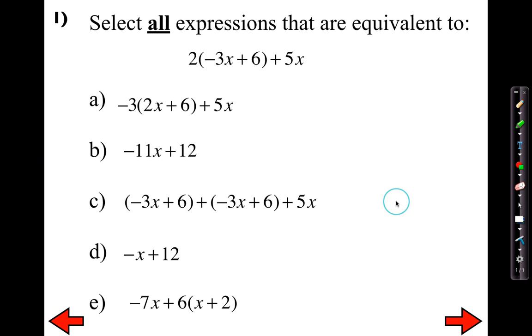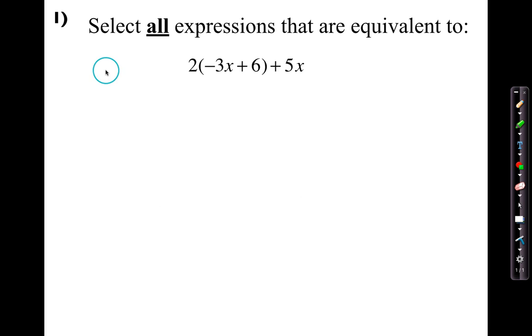So for number 1 here, it says select all expressions that are equivalent to 2 times the quantity negative 3x plus 6 plus 5x. So the first thing you're going to want to do is simplify the entire expression to see if it's equivalent to the other expressions. And you're going to want to repeat the same thing. If it's not already simplified, simplify it first to see if they are simplifying to the same exact value. So first things first, let's simplify this first expression to see what that gives us.